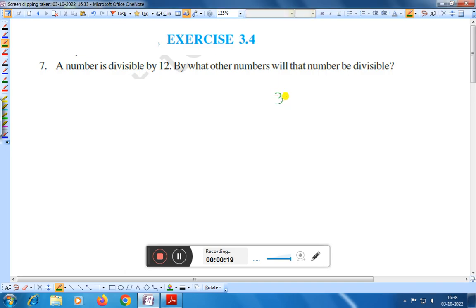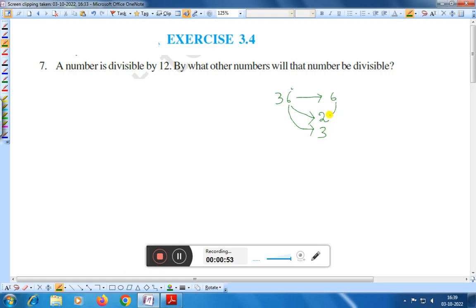The number is 36. Now you know that 36 is divisible by 6, right? And here we see that 36 is also divisible by 2, because the last digit is 6, an even number, right? And it is also divisible by 3, right? Why? Because 3 plus 6 is 9, and 9 is divisible by 3. Therefore, this number is also divisible by 2 and 3.